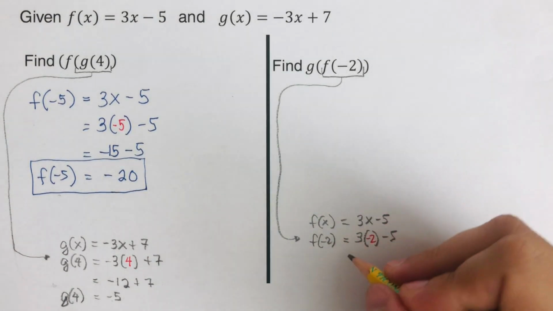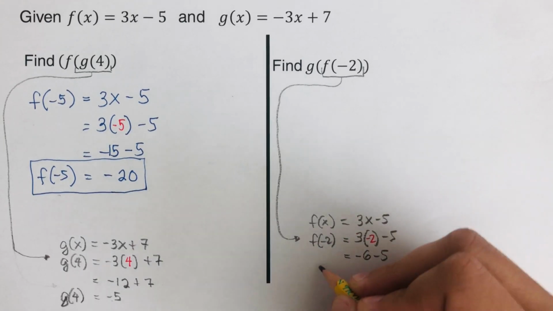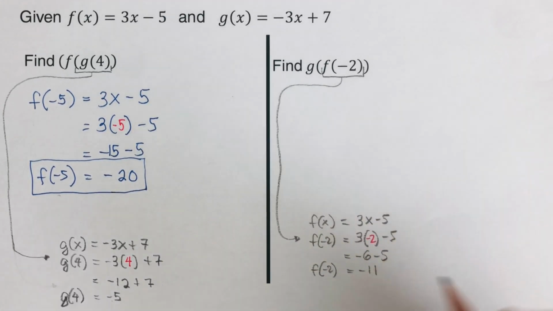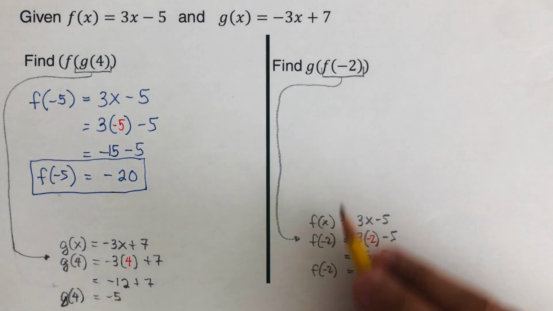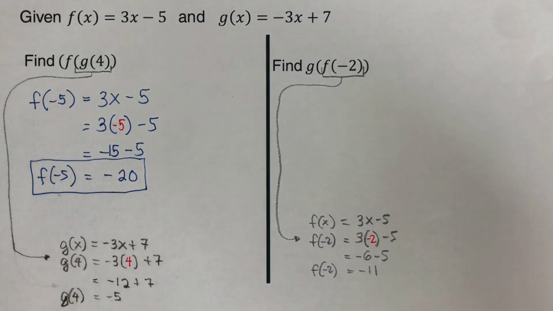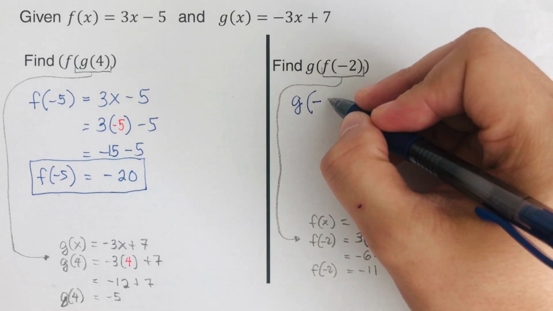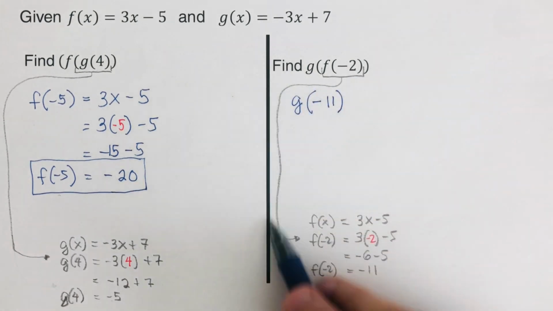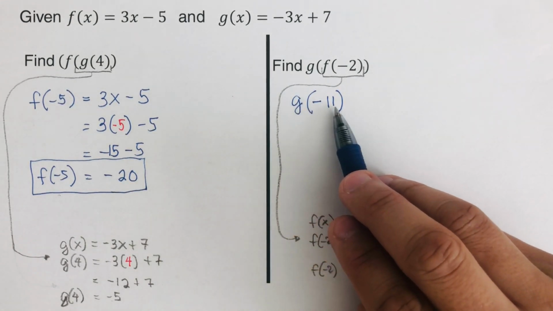Then we do the math here. This is negative 6 minus 5, so f of negative 2 is negative 11. Then we can rewrite this as g of negative 11, because the f of negative 2 was solved already. It's equal to negative 11. So this becomes g of negative 11.